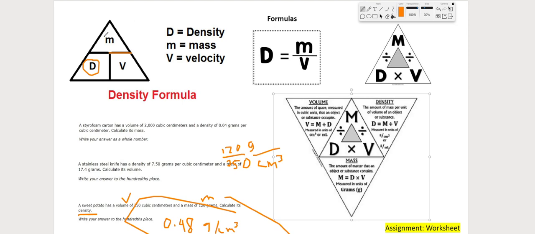Just remember, use the triangle to figure out how to find the density, the mass, and the volume. This is a worksheet that I created. It's multiple choice. Just be very careful, read it carefully, but it should be an easy one.